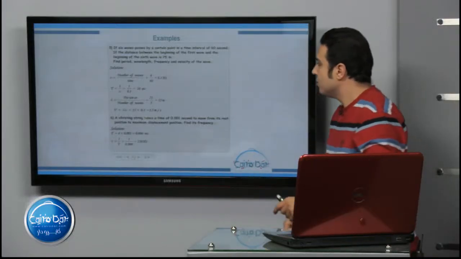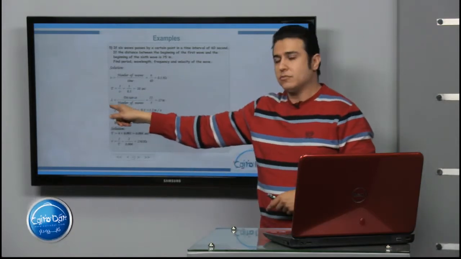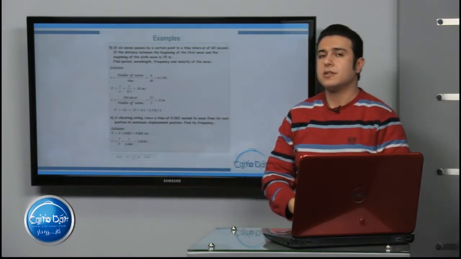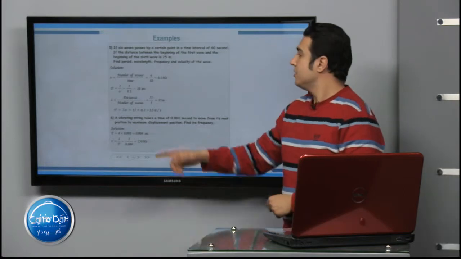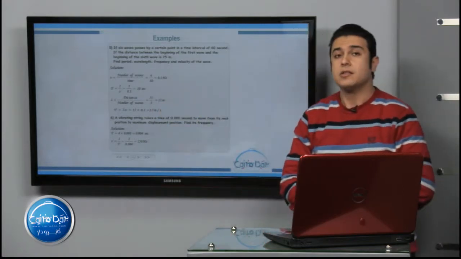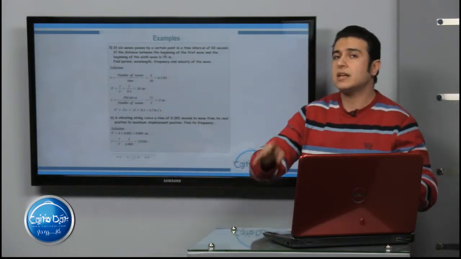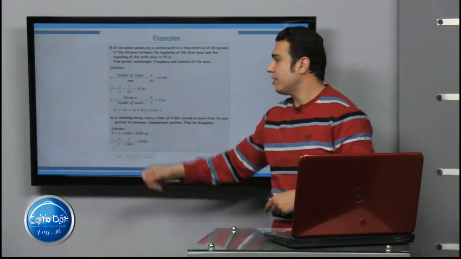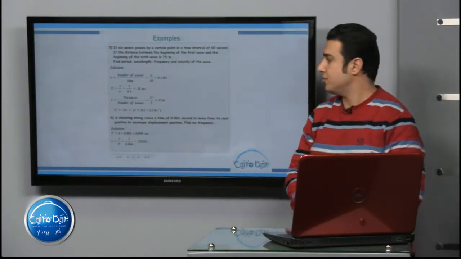So lambda, the wavelength, equals distance divided by number of waves. Distance is 75 meters. Number of waves from the first to the 6th is 5. So 75 divided by 5 equals 15 meters.